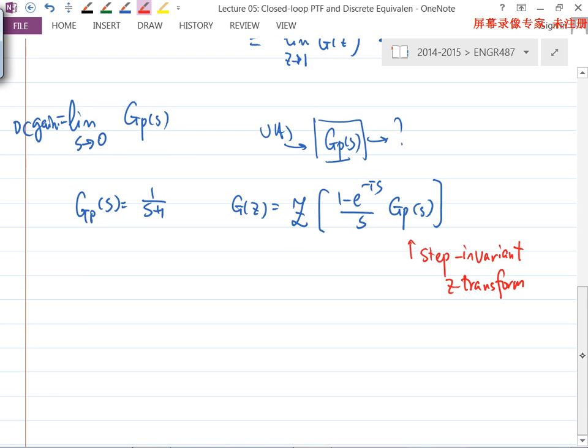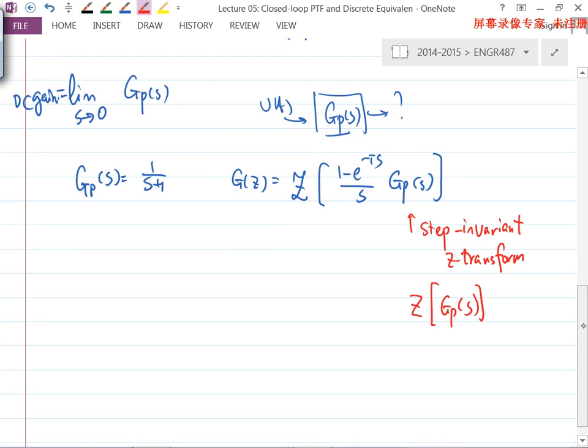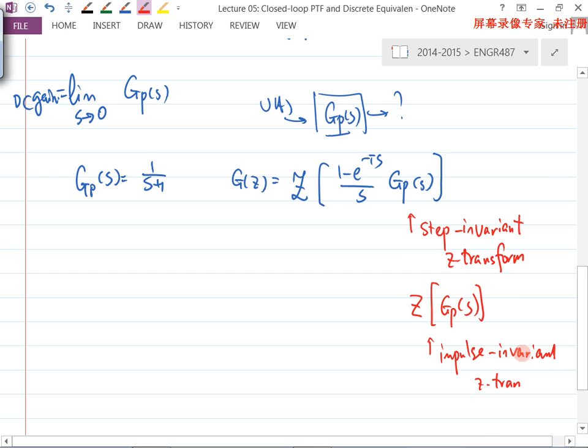Incidentally, if this is called the step invariant Z transform, and you simply have Z of GP of S, that's basically what's in the Z transform table that you have. This is called the impulse invariant Z transform, or just call it the impulse Z transform. A subtle difference.